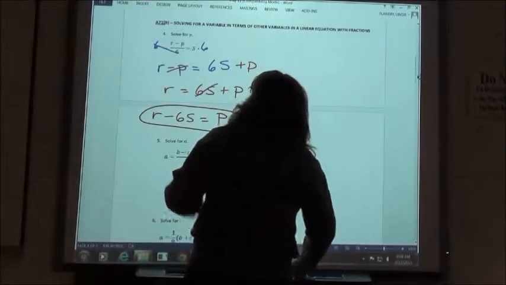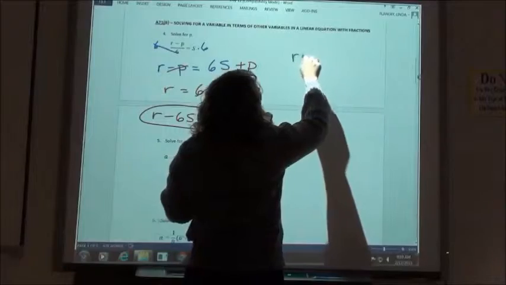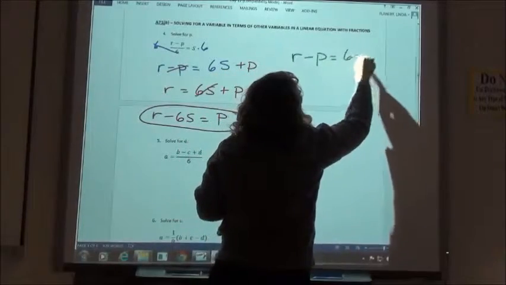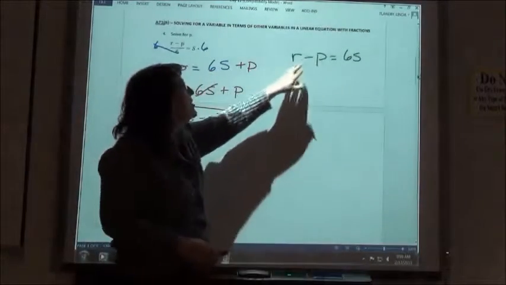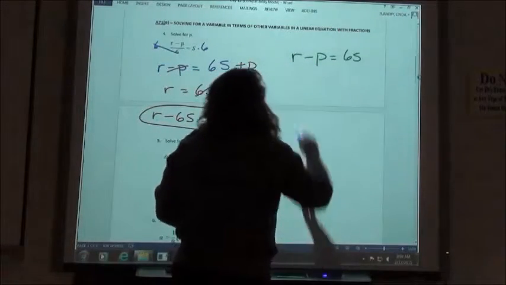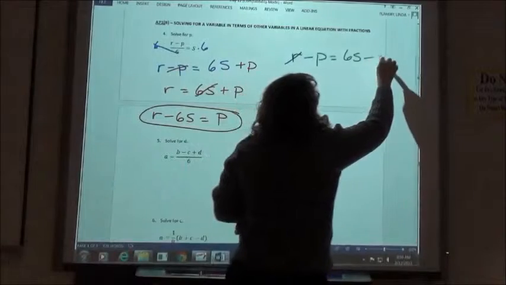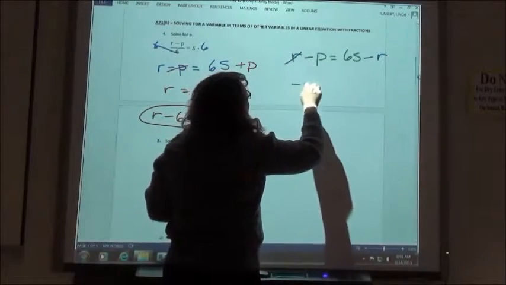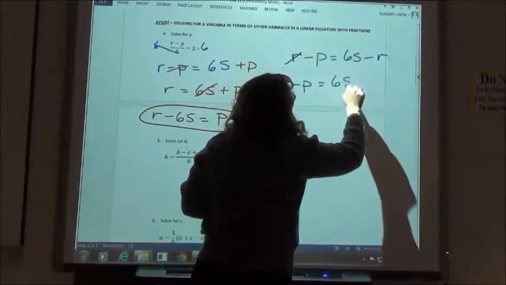Now most people don't think about moving that P over right away. So another way, like we normally would solve, if I have R minus P equals 6S, normally you look and say, oh, I want to solve that for P. The first thing I want to do is move that R. So if I'm moving that R, I'm going to minus my R. I get negative P equals 6S minus R.